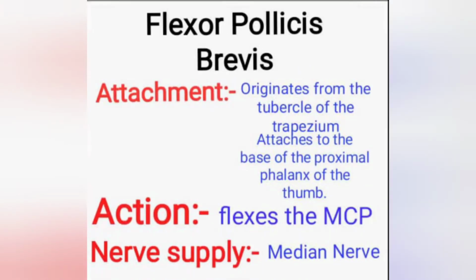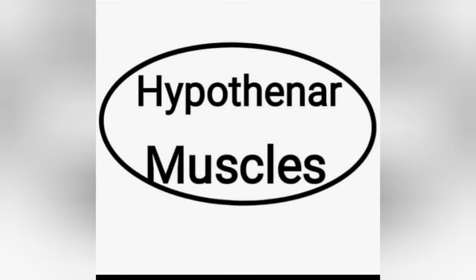Now third is flexor pollicis brevis. Origin: it originates from the tubercle of the trapezium and associated structures of the flexor retinaculum. Insertion: it inserts into the base of the proximal phalanx of the thumb and its action is it flexes the metacarpophalangeal joint of the thumb.